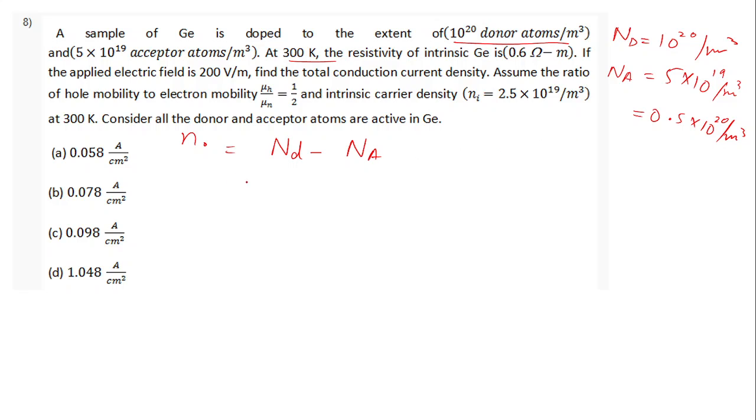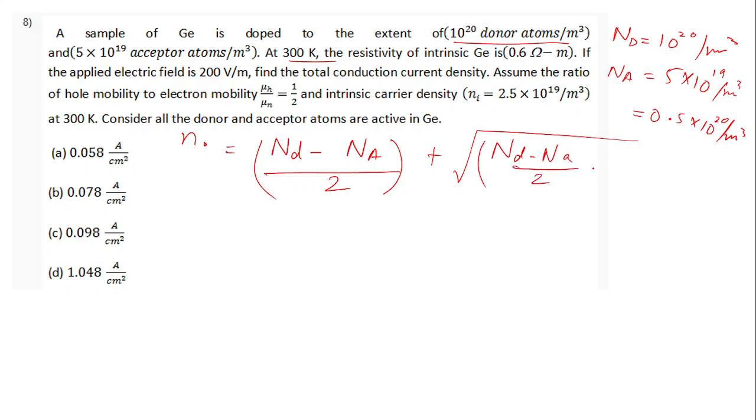This also we can see from here, but the formula for electron concentration is Nd minus Na divided by 2, plus, this is the formula you can find in the derivations, the square root of that squared plus intrinsic carrier concentration squared. Using this formula, when we substitute the values, let's do it a little faster because we have a few more questions to do.